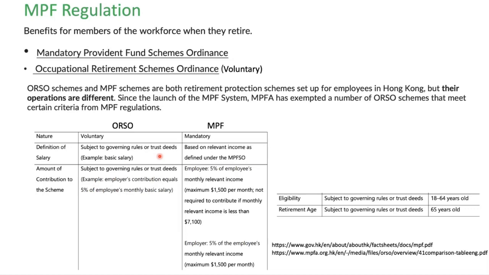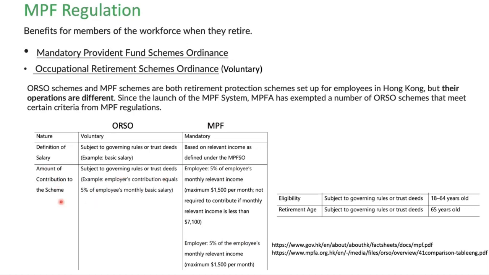For ORSO, it is subject to the governing rules or trust deed. So basically, an example is basic salary, right? And for mandatory MPF, it's based on the relevant income as defined under the MPFSO, which is the Mandatory Provident Fund Schemes Ordinance. So this is the full form of it, where you have the definition of MPF.